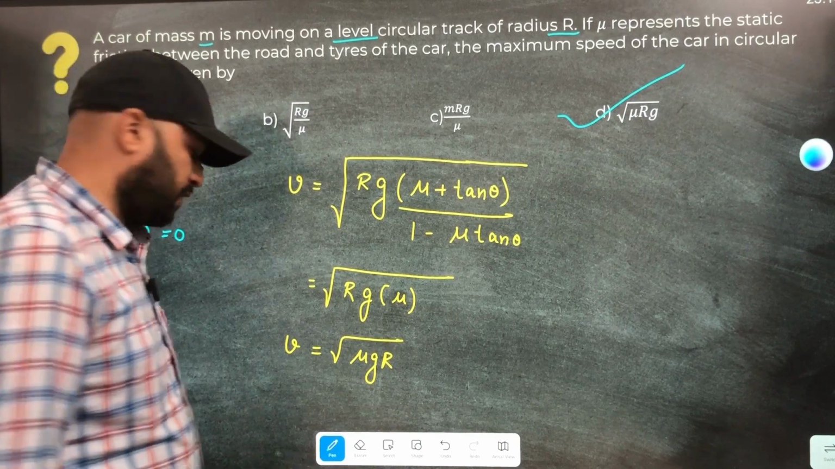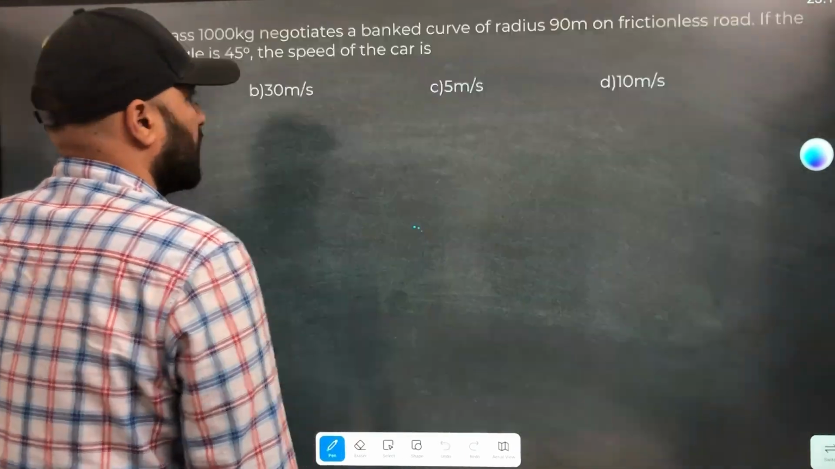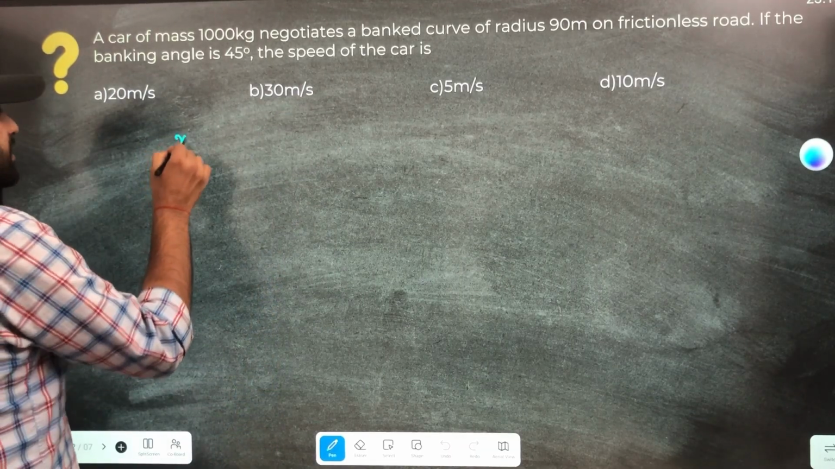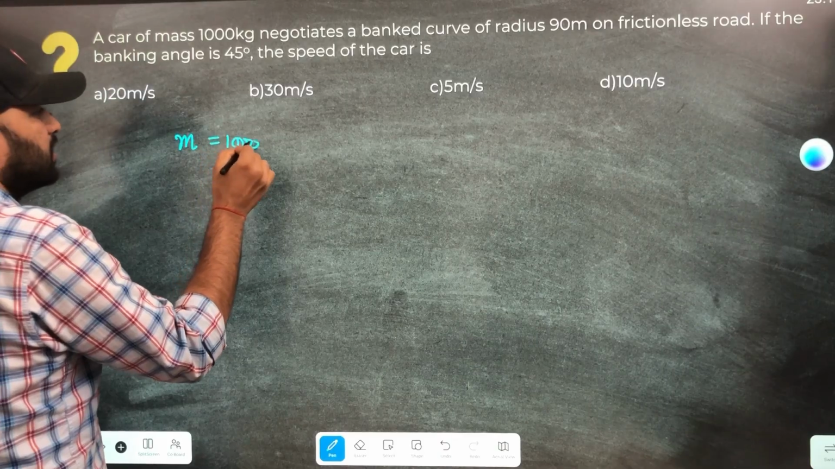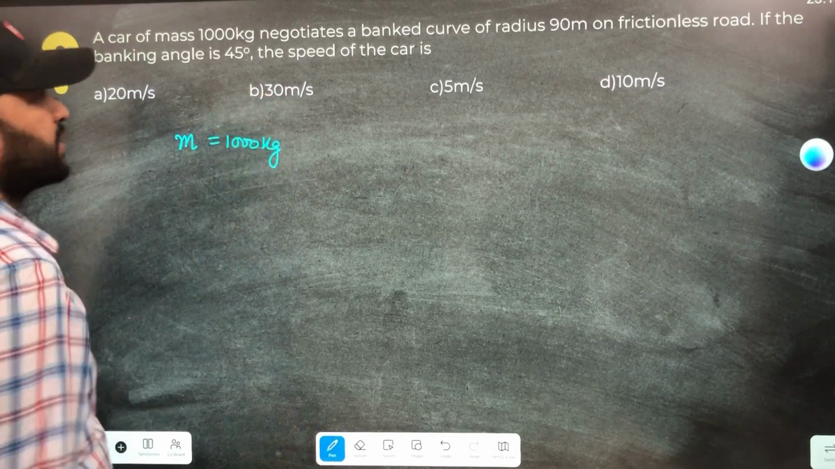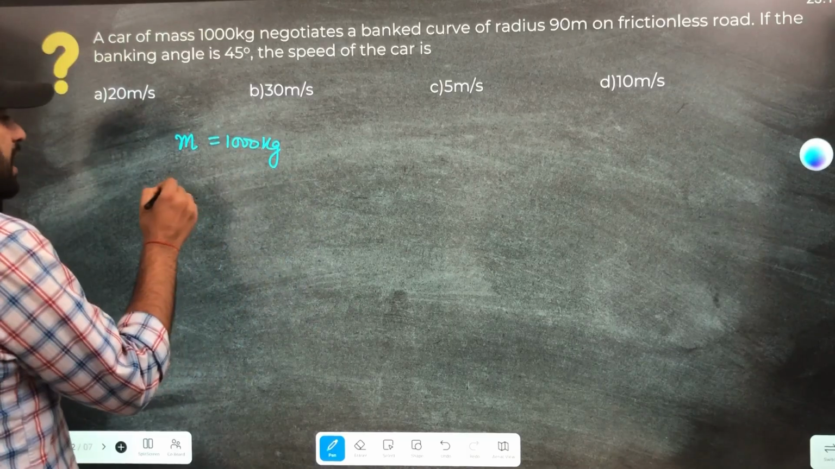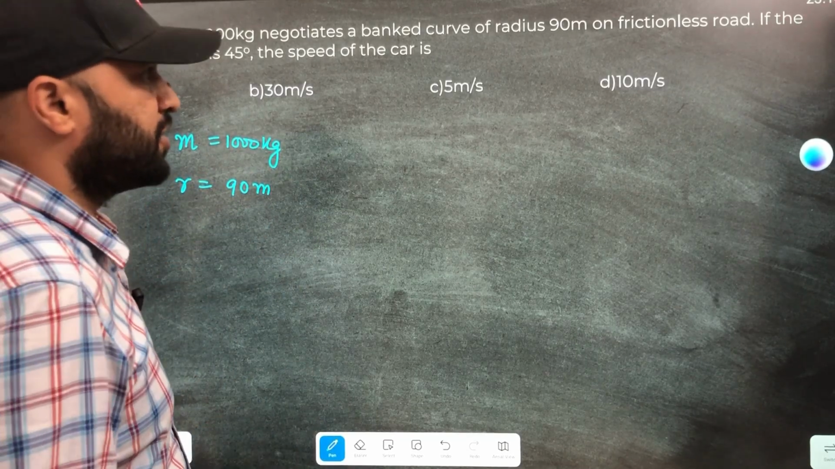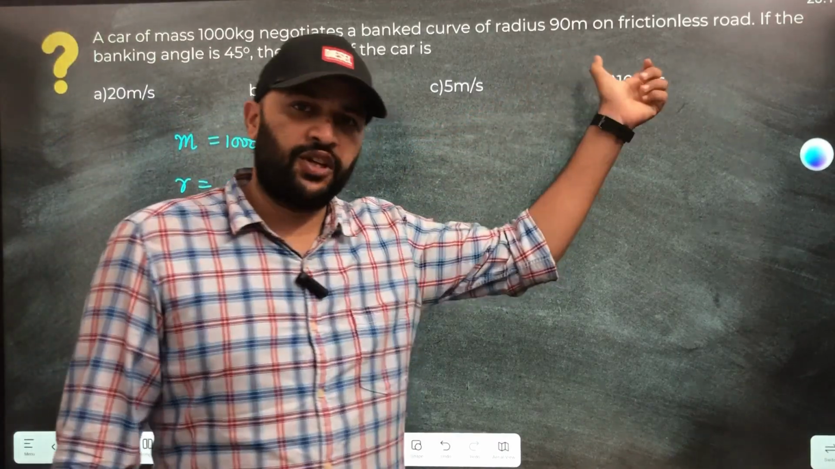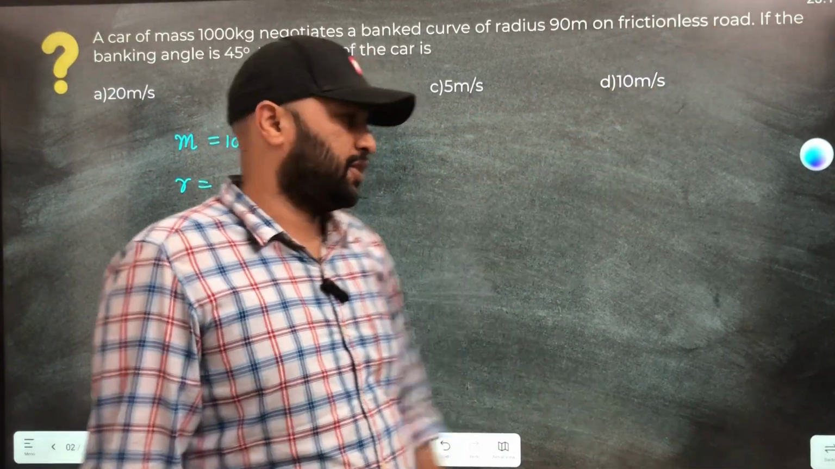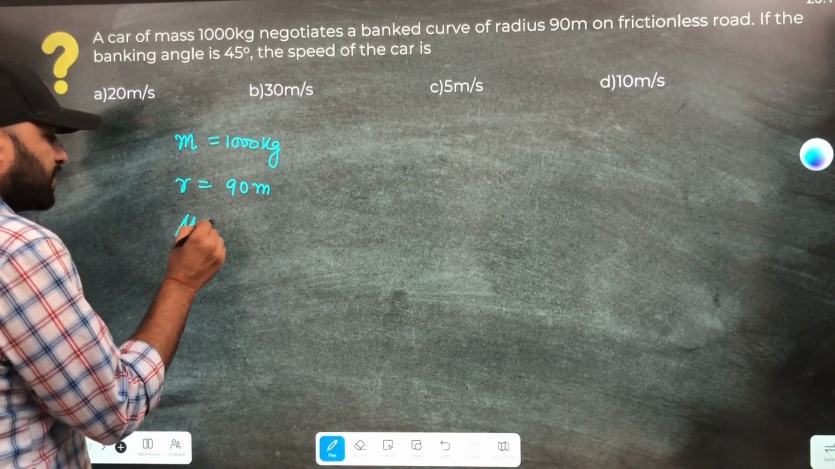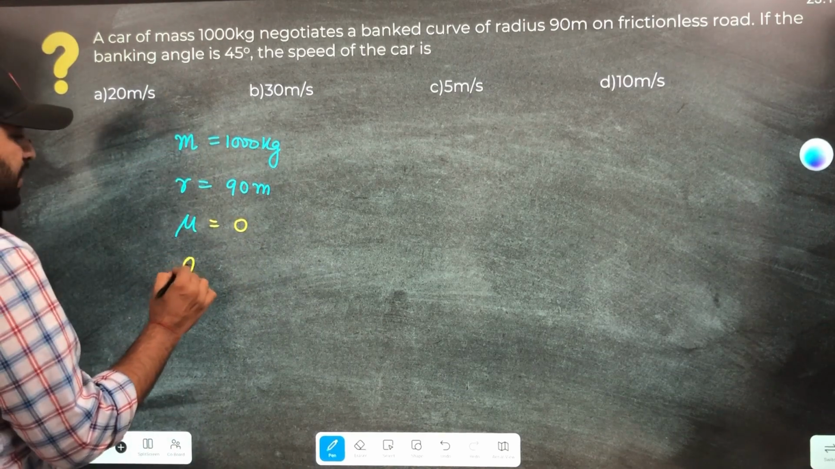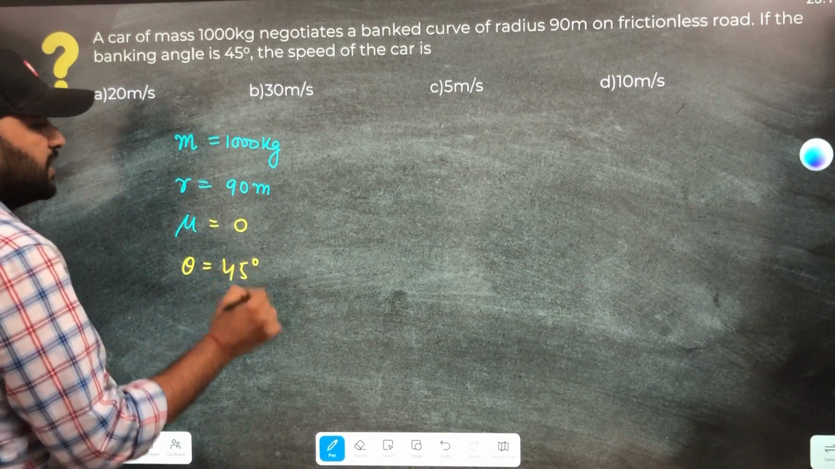Okay, let's move to our next question. Great. Our next problem says a car of mass 1000 kg, so mass here is 1000 kg, negotiates a banked curve of radius r, which is 90 meter, quite similar to the previous one, on frictionless. Now this time, if it is frictionless, what will be 0? Mu will be 0, right? So coefficient of static friction will be 0 in this case. If the banking angle theta is 45 degree, what we have to find? We have to find the speed of the car, right?